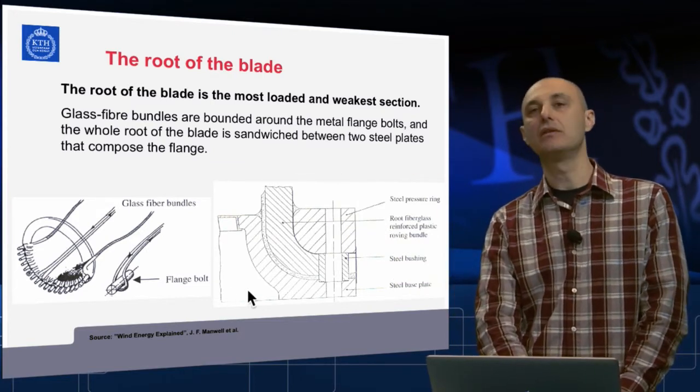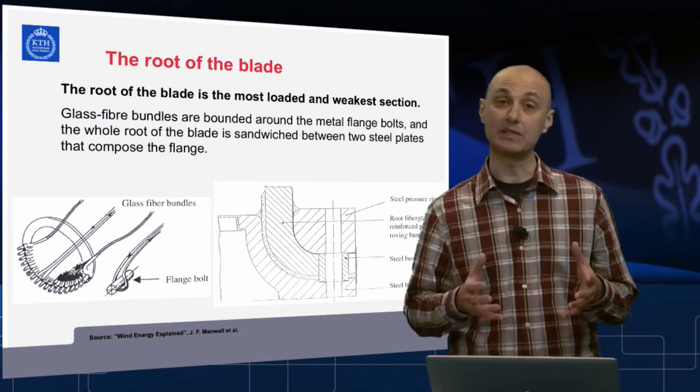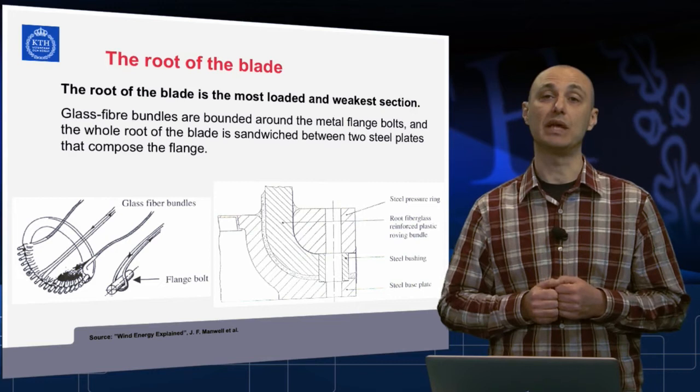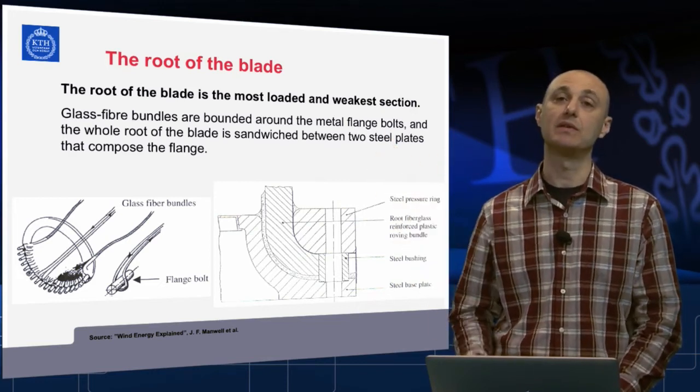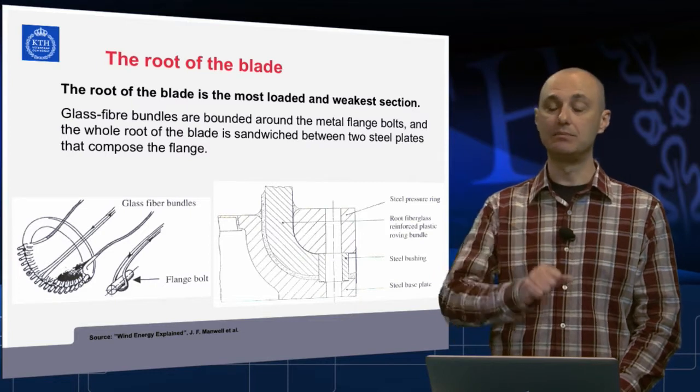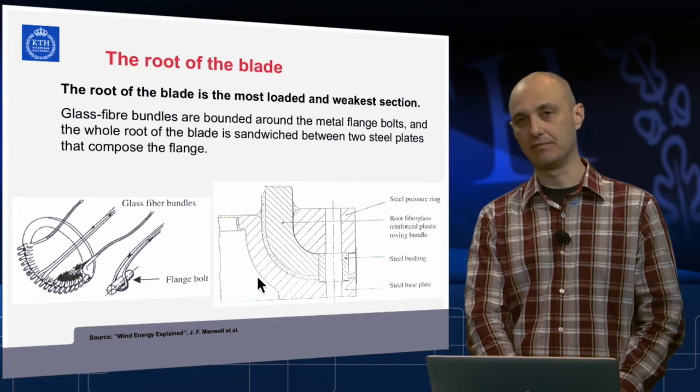The root section needs to be mechanically strong, and the aerodynamics of that section are not so important. Actually, the tip of the blade is much more productive in terms of aerodynamics, while the root is mostly dimensioned in terms of mechanical strength.